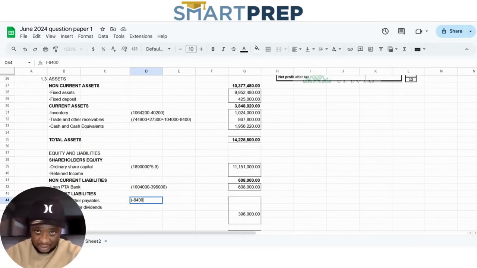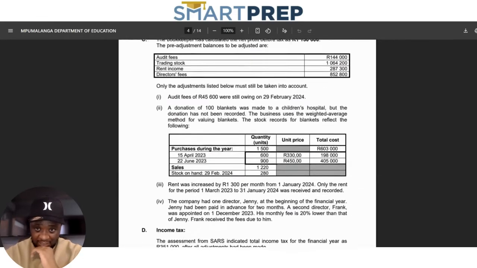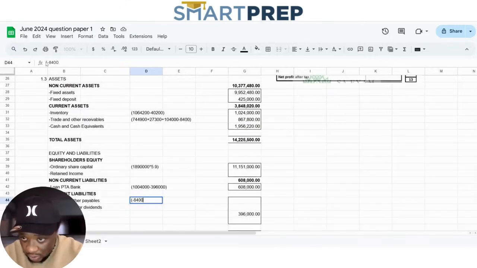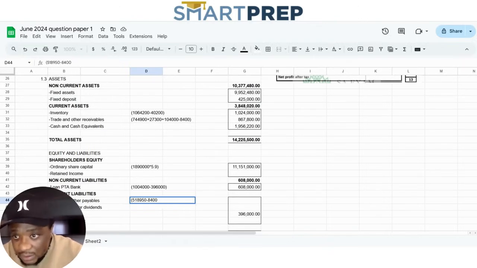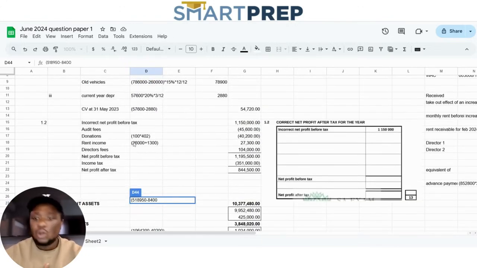Let's see then our creditors control balance that has been given. I think yes, it's given: 518,950. So we're going to start off with the balance 518,950, and then obviously we subtract the 8,400, which I've already explained, and then after that we need to look for income received in advance. I don't think we have an income received in advance because we just look at our income statement that we're correcting here. We actually had accrued income instead of income received in advance.